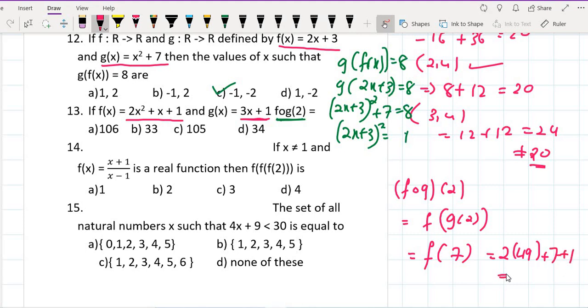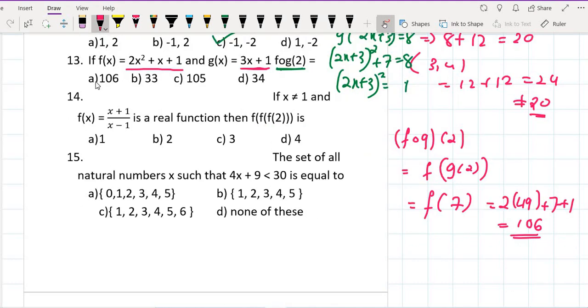If you simplify all together, the value you are getting over here is 106. So which is the option that holds good here? For question number 13, the answer is A.